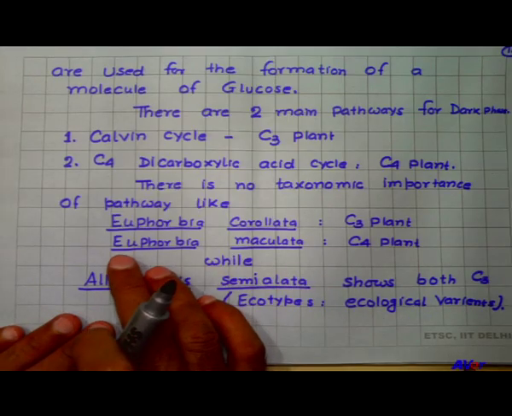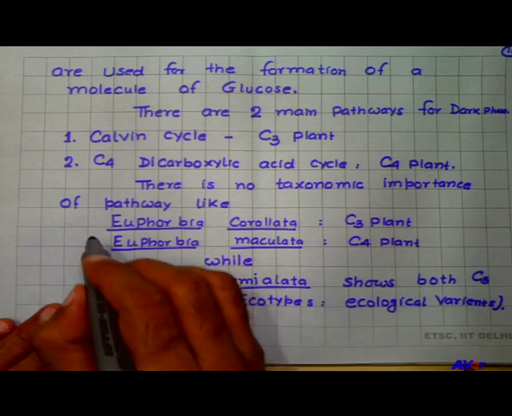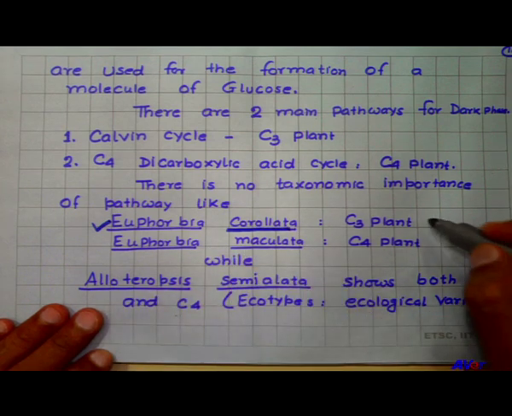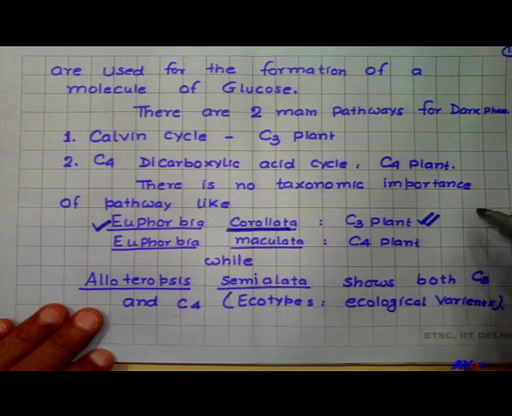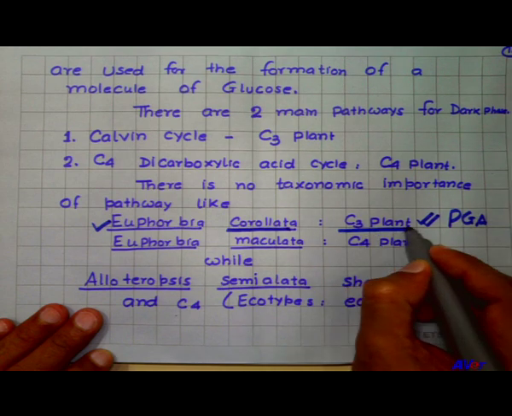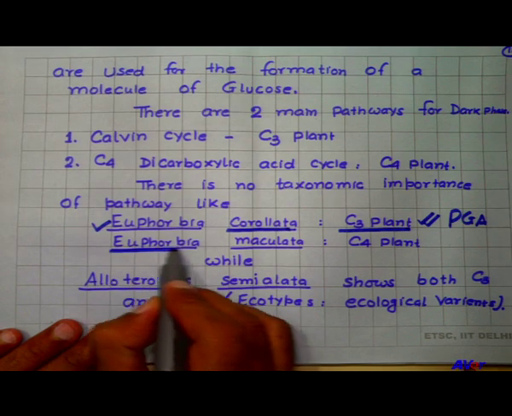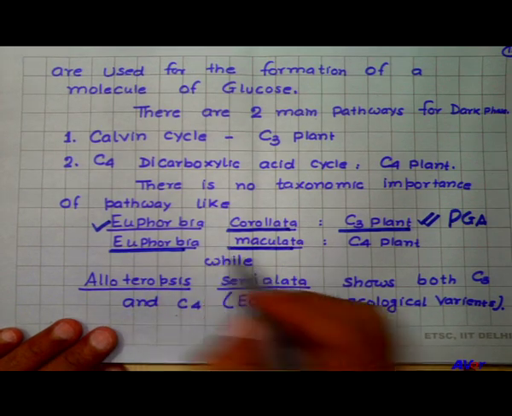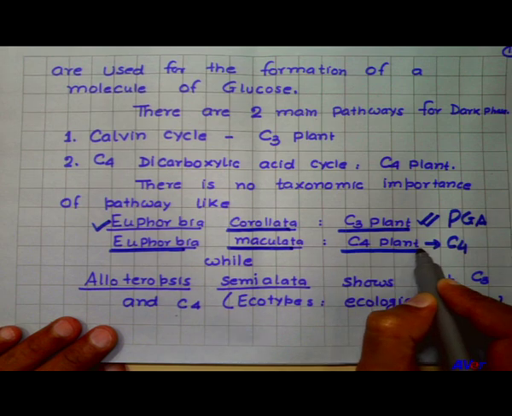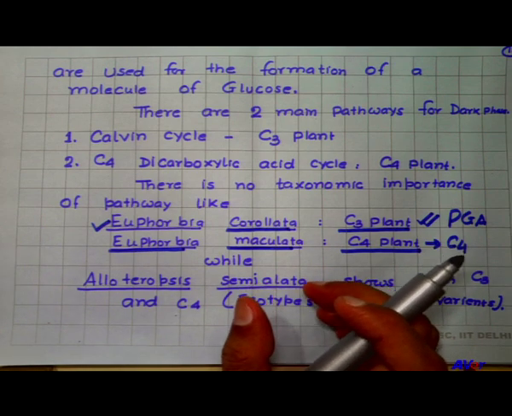as here we have two plants of the Euphorbia genus. First is Euphorbia corollata. In Euphorbia corollata, it gives the first stable product like PGA, that is called a C3 plant. In another species of Euphorbia, Euphorbia maculata, the first stable product is a carbon 4 compound. So, this shows a C4 plant.